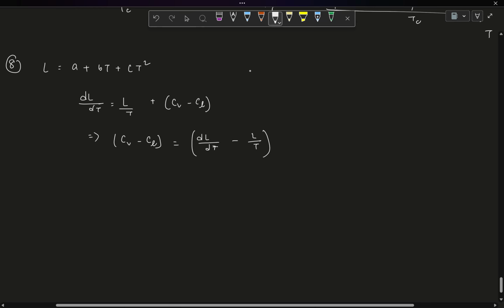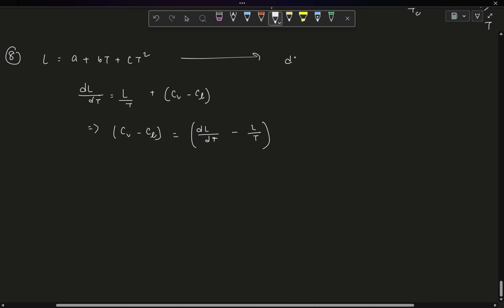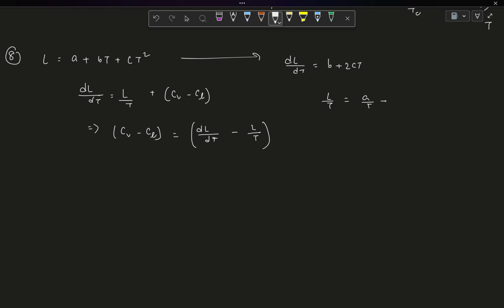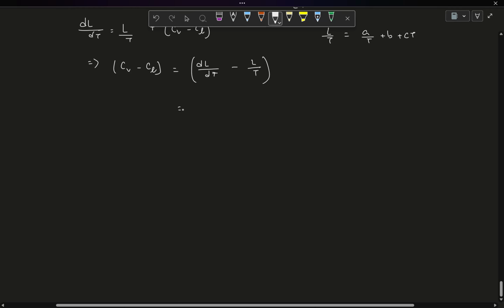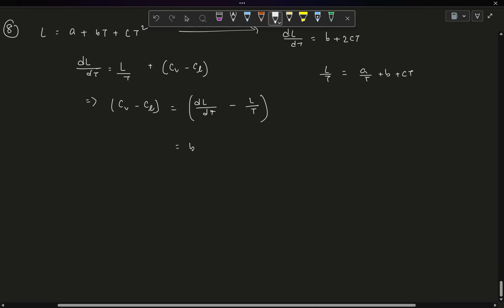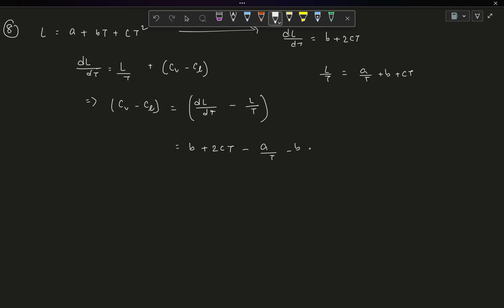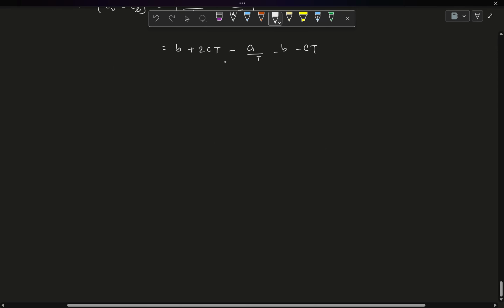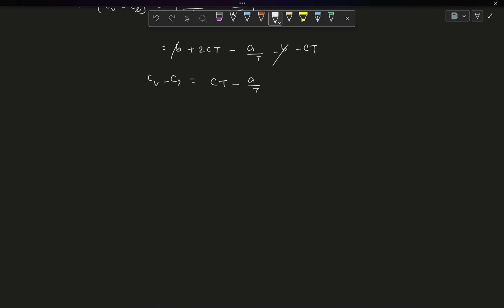So your L is given as A plus BT plus CT squared. So dL/dT is simply B plus 2CT, and L by T will be A by T plus B plus CT. So this is equal to B plus 2CT minus A by T minus B minus CT. So this B and this B cancel out, and this is just CT minus A by T, which is equal to your Cv minus Cl. So the answer is CT minus A by T.